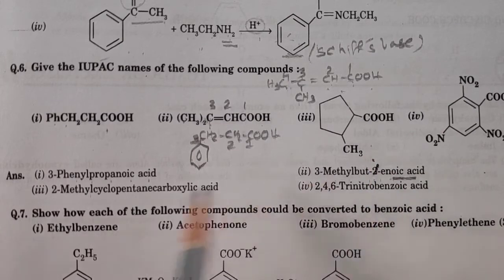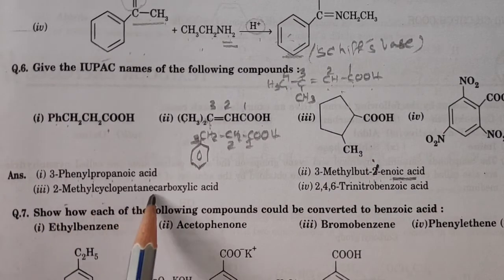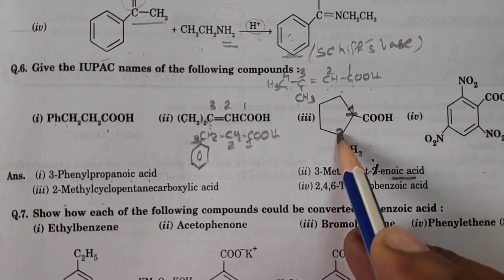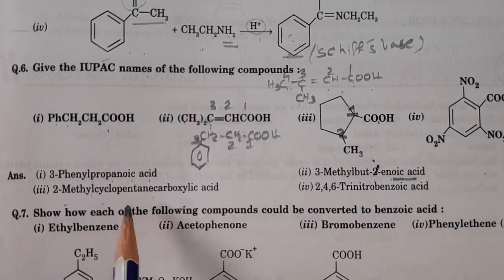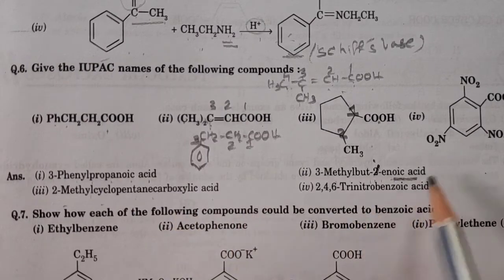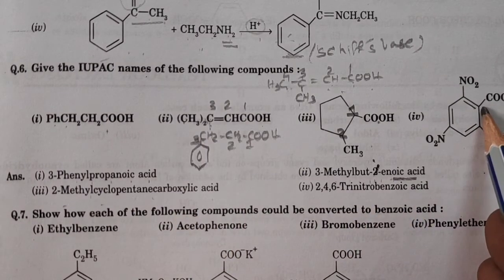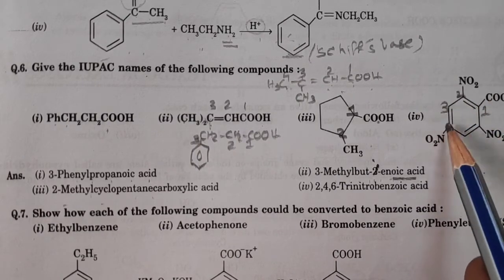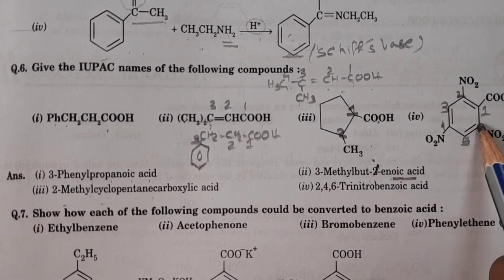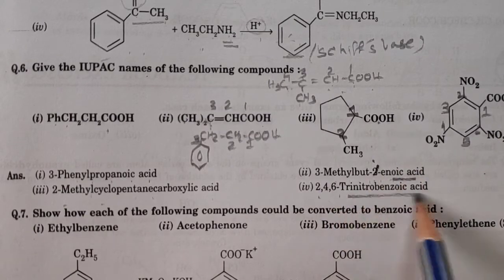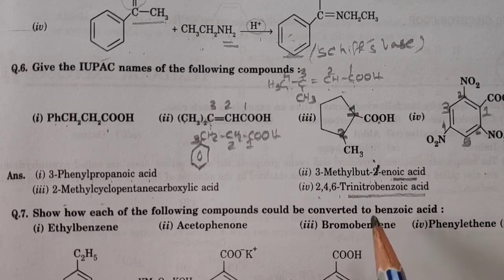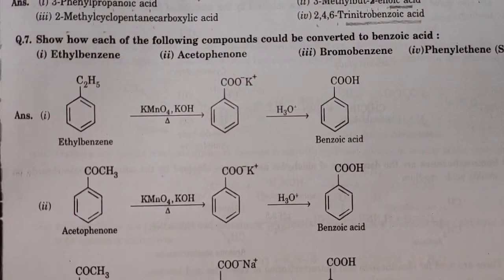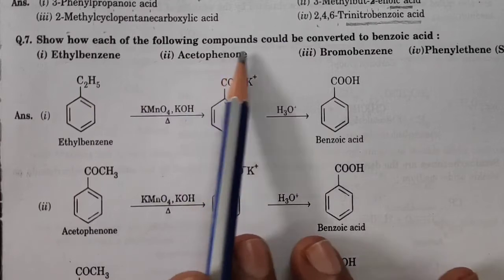Then in this case, 2-methylcyclopentanecarboxylic acid. So this one is your first carbon, this is your second one, 2-methylcyclopentane carboxylic acid. Then in this case, if you see again here 1, then 2, 3, 4, 5 and 6. So it is 2,4,6-trinitrobenzene. Understood this part?